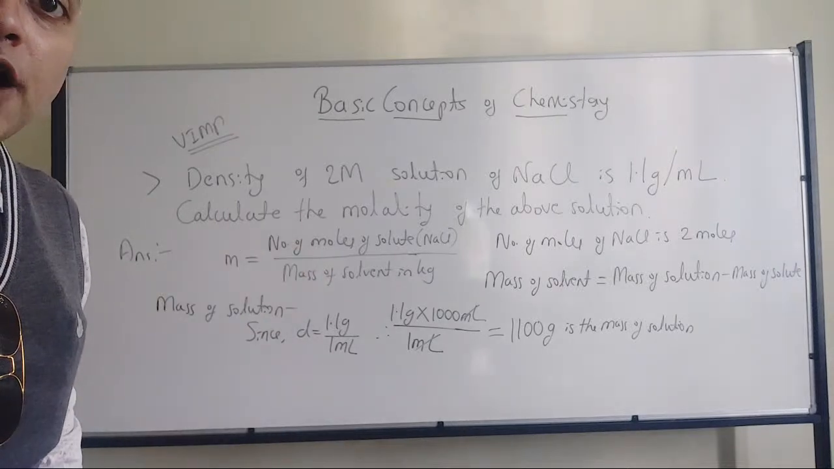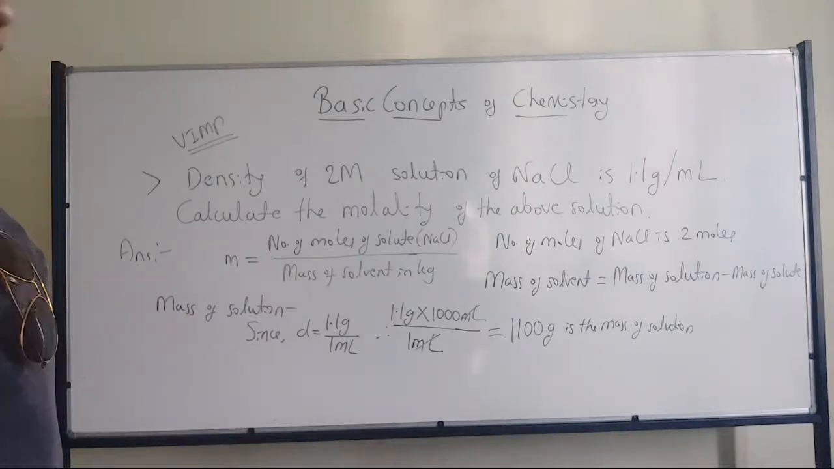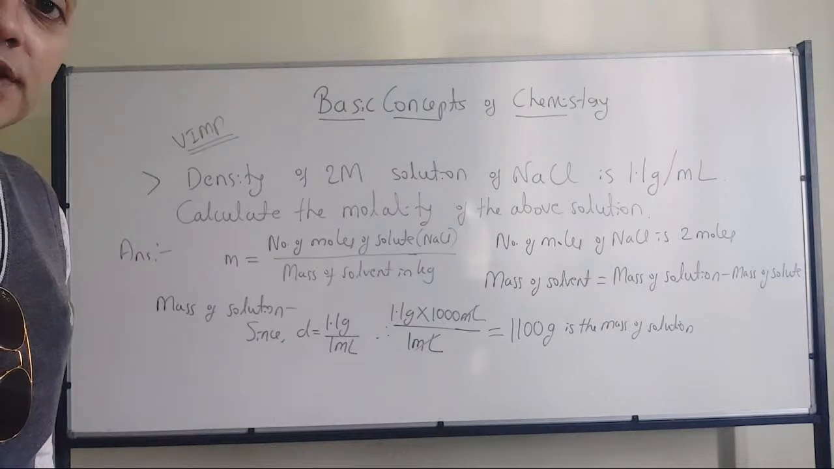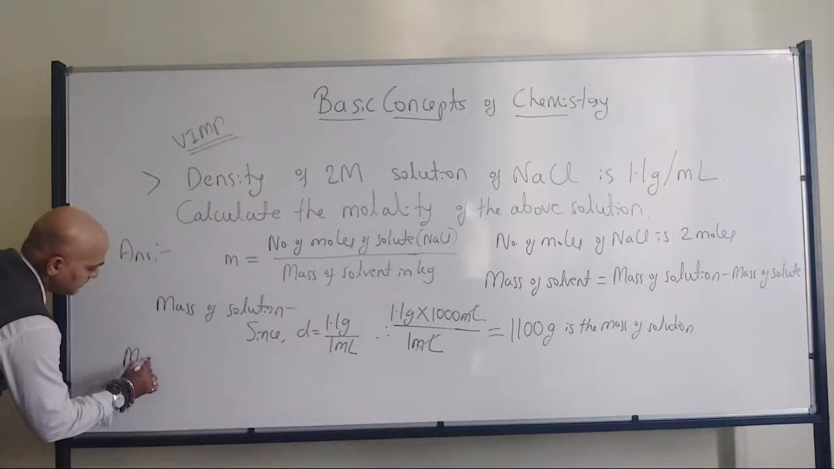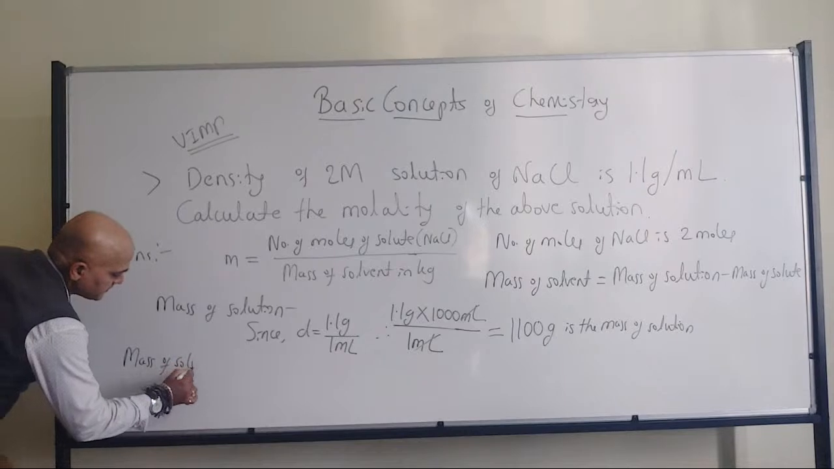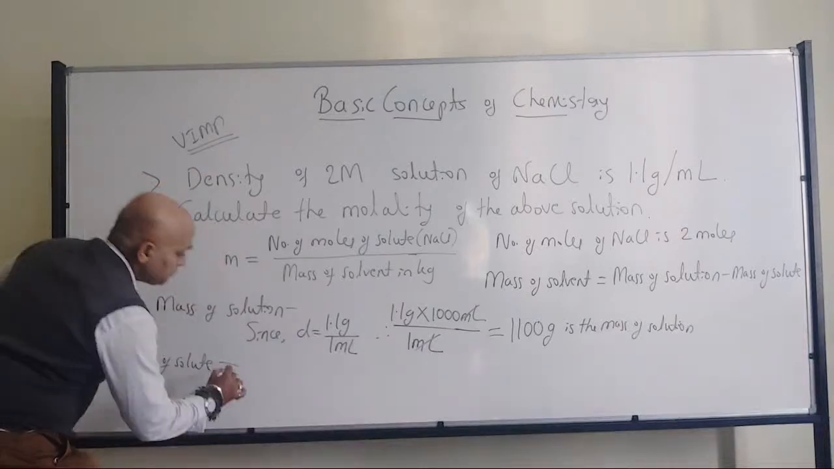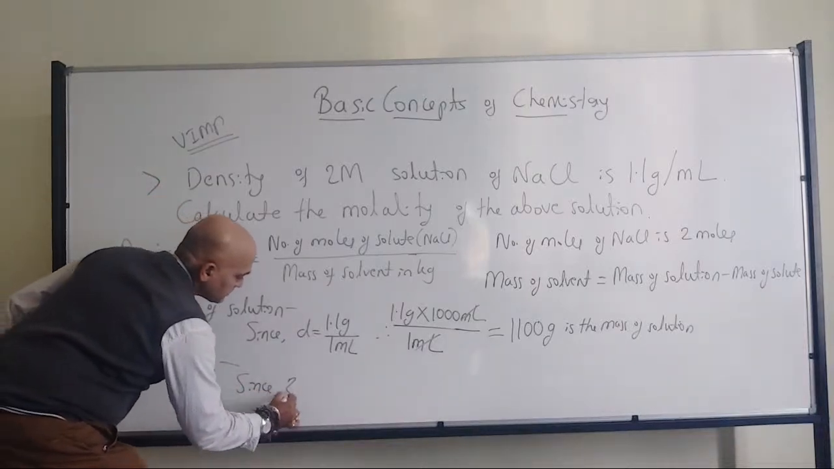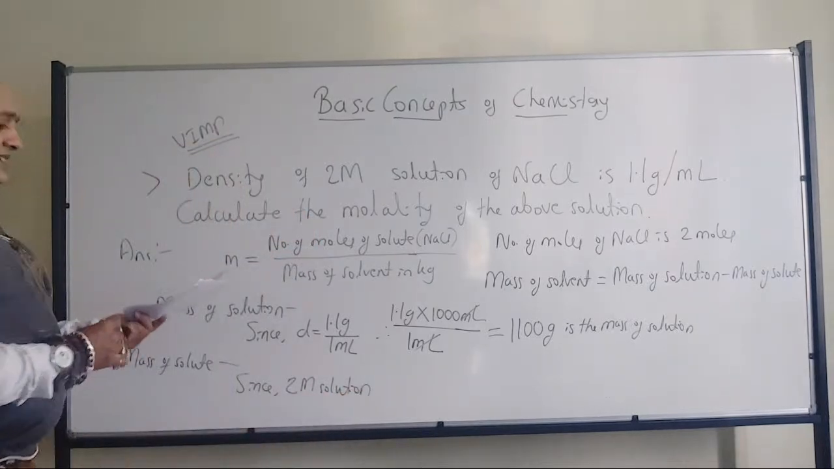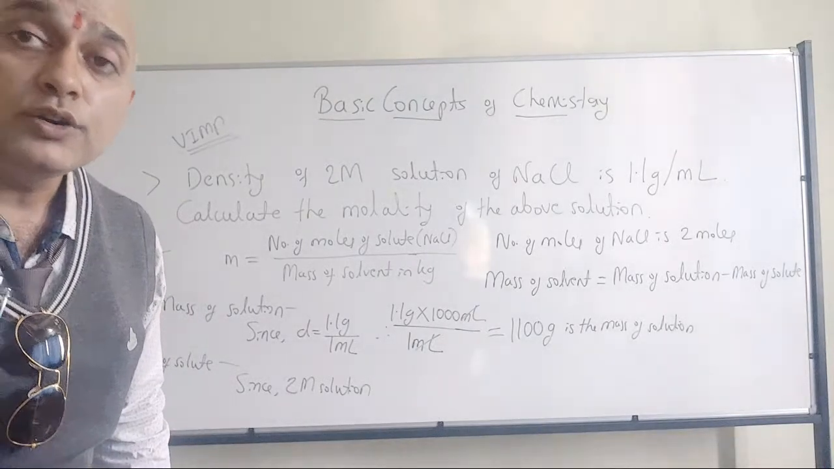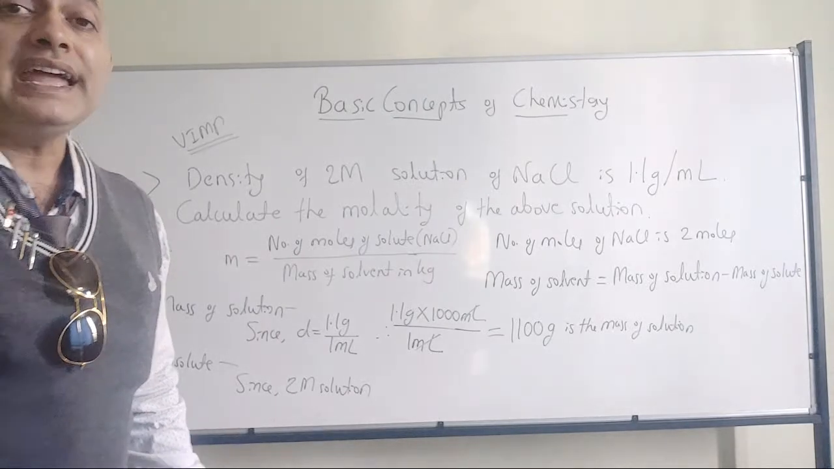Now what we have to do? We have to find the mass of solute. How to find the mass of solute? Can any one of you say? So mass of solute is equal to, since the given solution is 2 molar, that means we have 2 moles of NaCl.